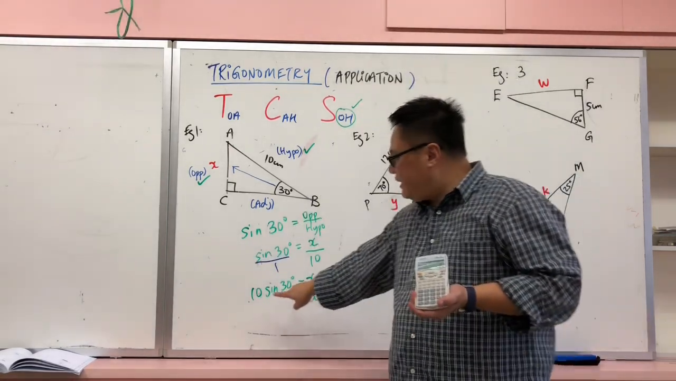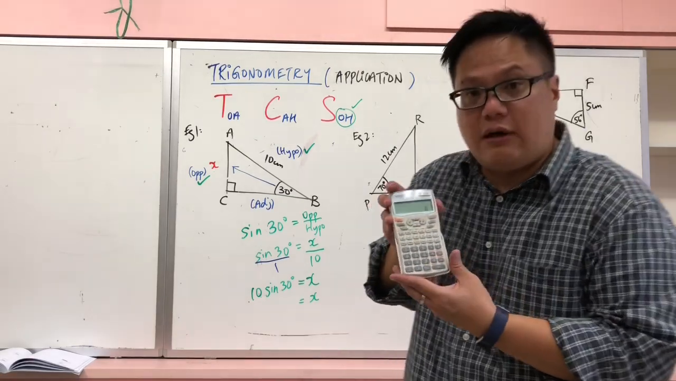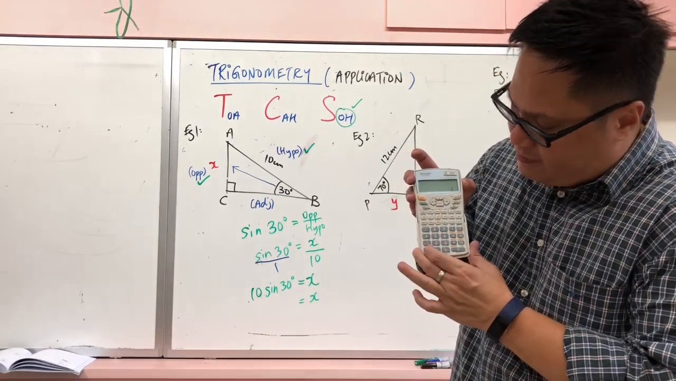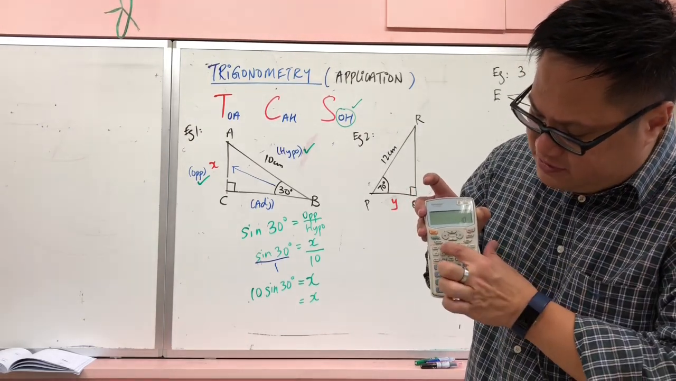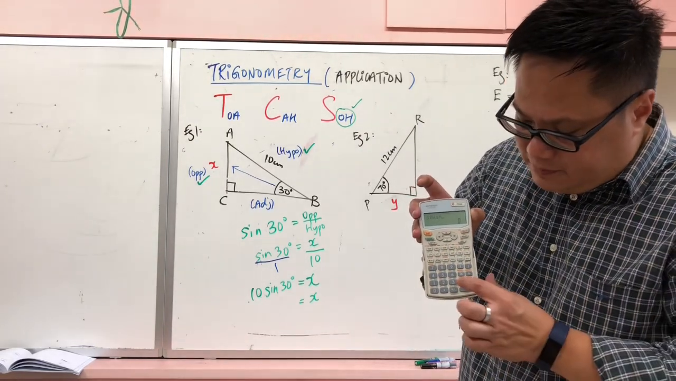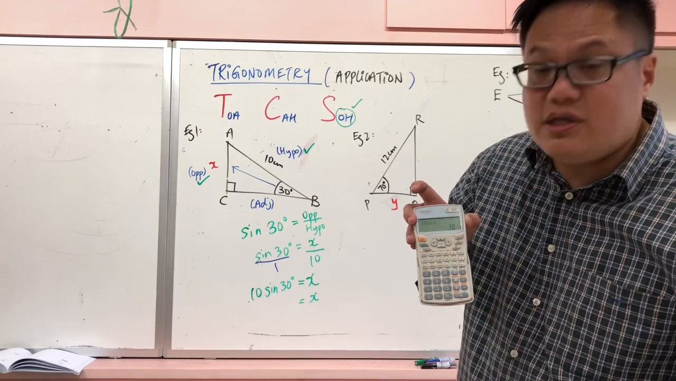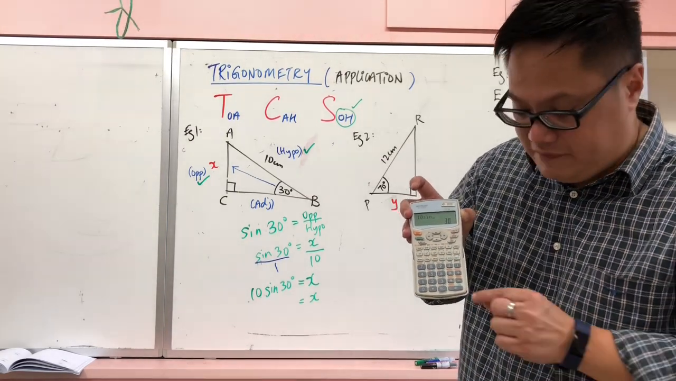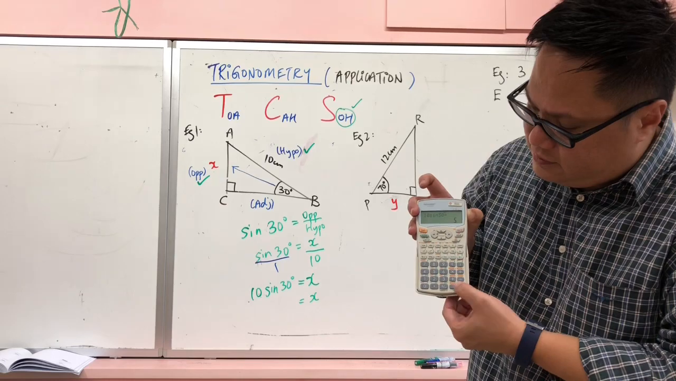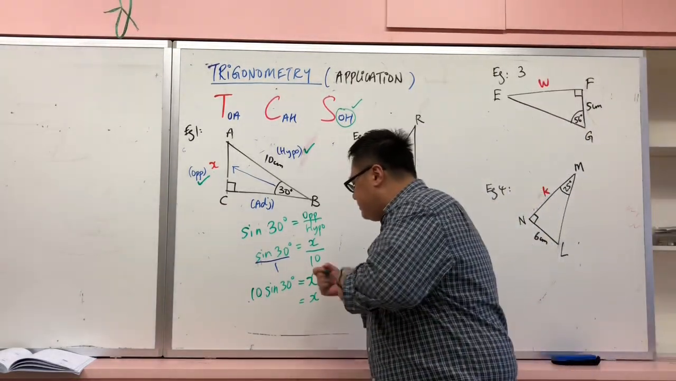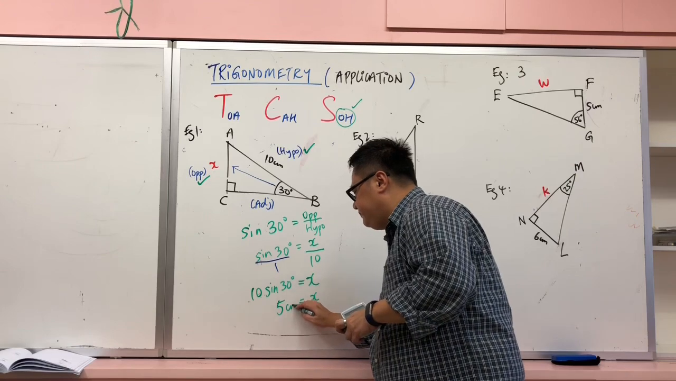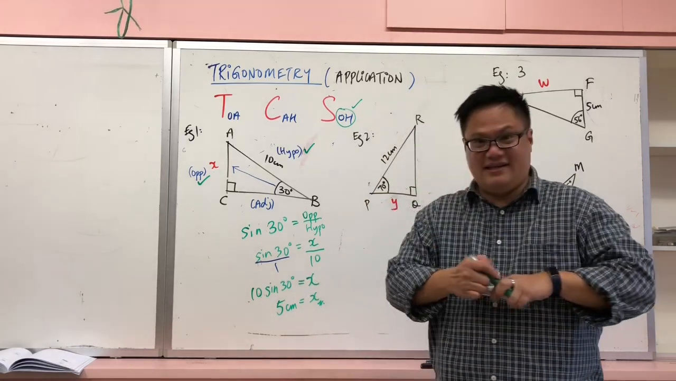So now I want to find 10 sine 30. All you need to do is punch 10, then sine, which is SIN, then 30. Mister, why no answer yet? Of course no answer, because you haven't pressed the equal sign. Once you press equal, you get 5. So that means x equals 5 cm. Is this good?